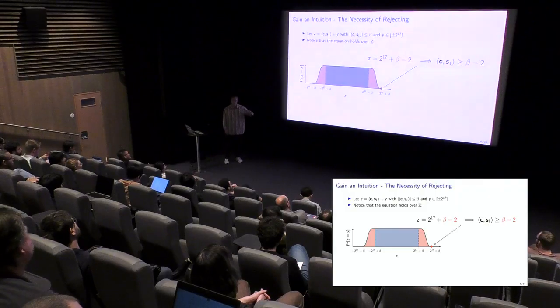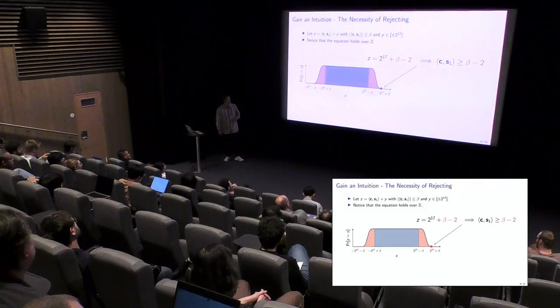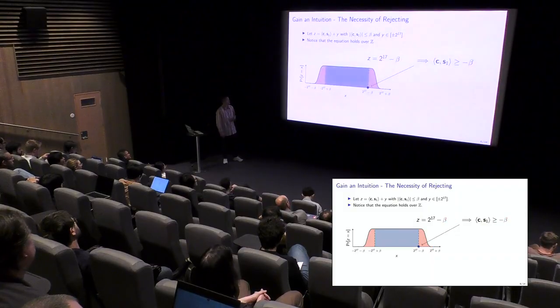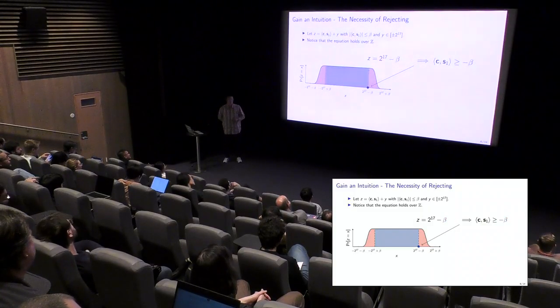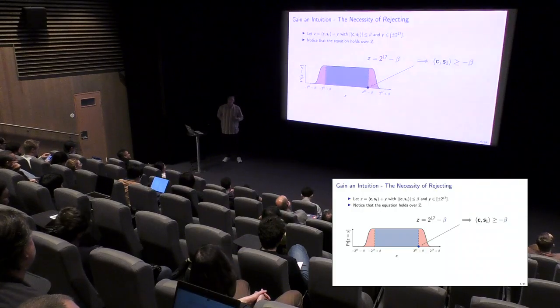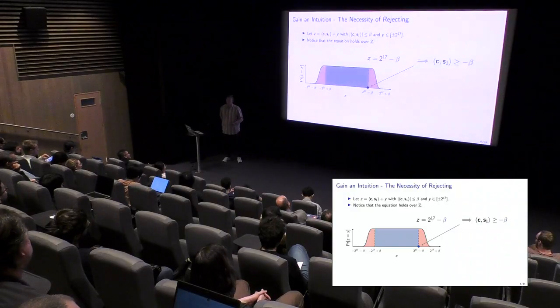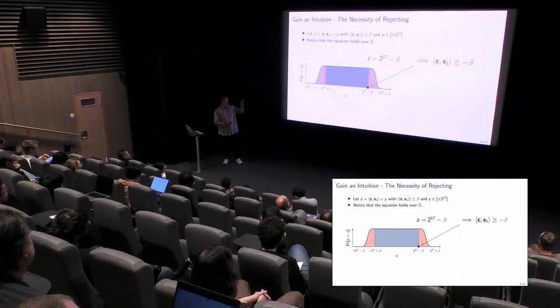Of course, we lose information with every decrement until eventually we reach some threshold, 2 to the 17 minus beta, where we learn only that the inner product value is larger than minus beta, which is an empty statement. It's vacuous because we already know it by specification. So this is exactly the threshold where rejection sampling comes into place.